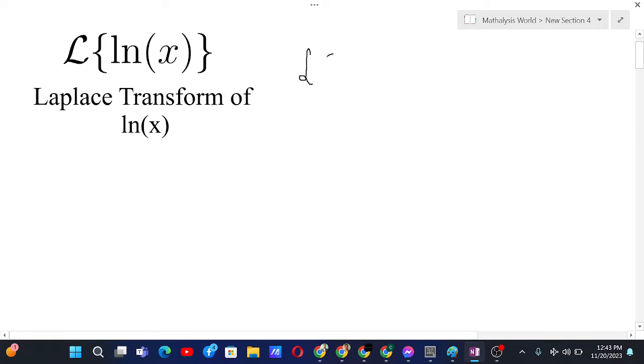So a Laplace transform for a function f of x is defined as the following integral. Integral from 0 to infinity e to the power minus sx f of x dx.